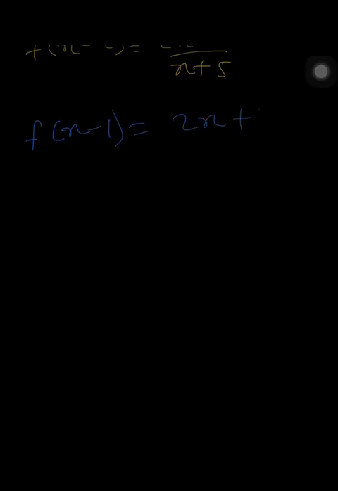Sometimes too, we are given a function of an expression and we are asked to find f of x or a function of another expression. For example, if f of x minus 1 is equal to 2x plus 7, find f of x. In this case, the question has been reversed, but it's still solvable. What we do here is that wherever we see x minus 1, we put x. So x minus 1, we put x.